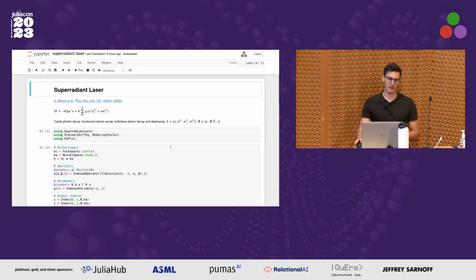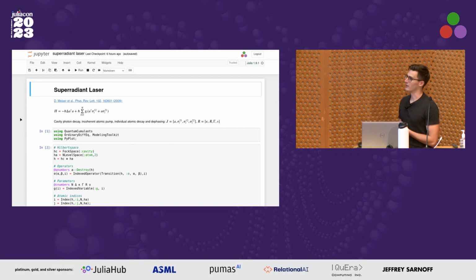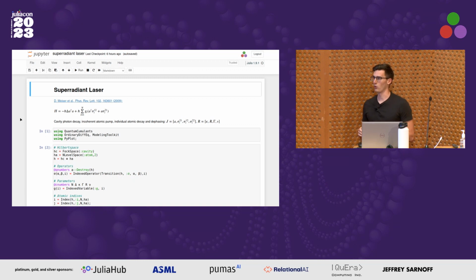The next example I want to briefly mention here is on the superradiant laser, which was basically the example we needed the package for at the very beginning. It's more or less the same example as you saw at the very beginning of the single atom laser. The main difference, or actually the only difference, is that we have many atoms instead of only one atom.